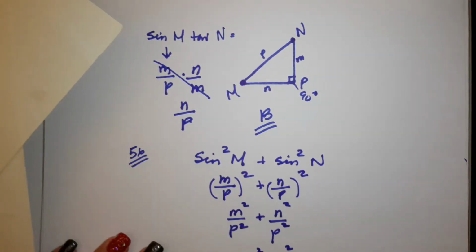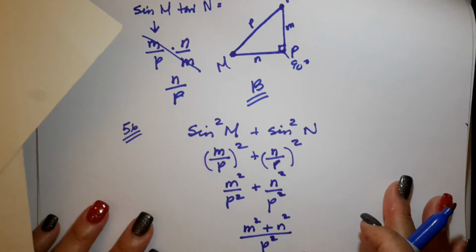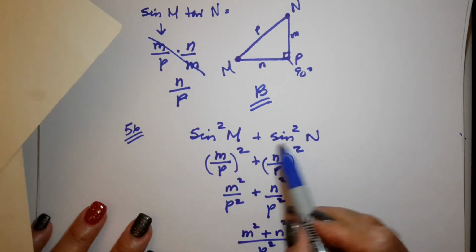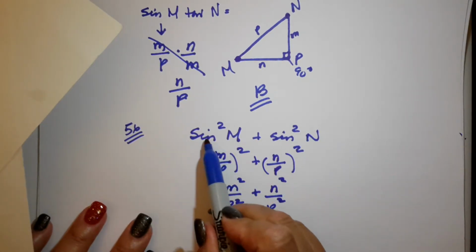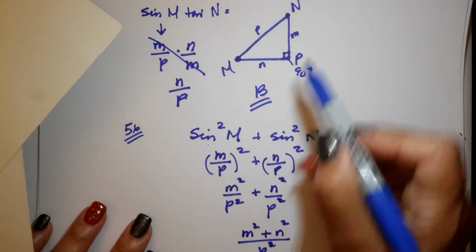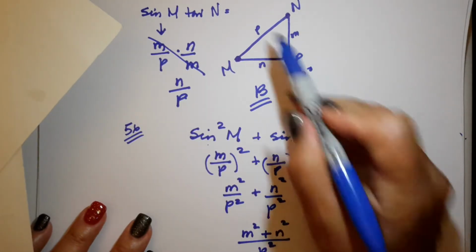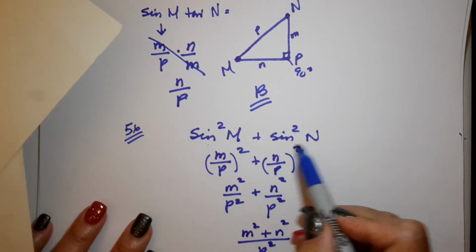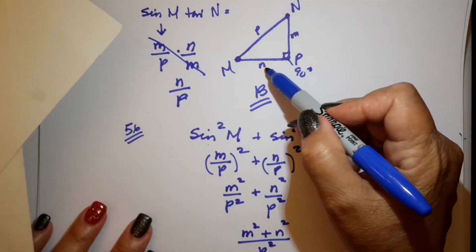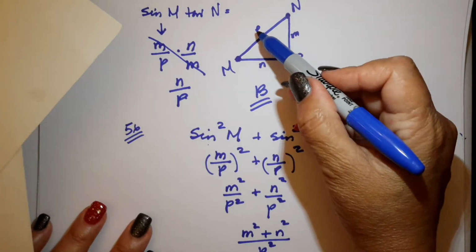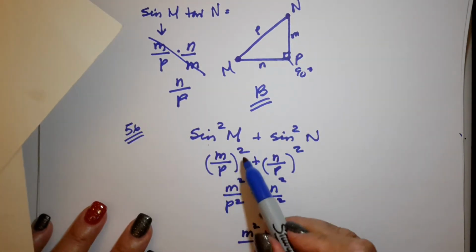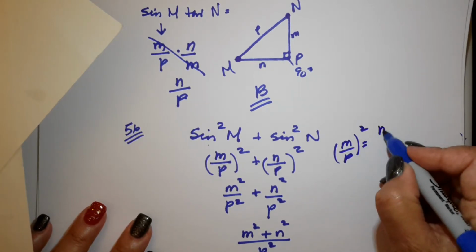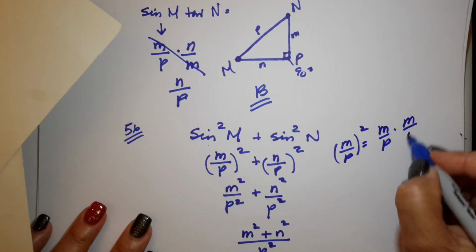Let's see what happens now. This is going to get really, really interesting because they're asking you now for the sine squared of M plus the sine squared of N. But you have to remember again, what was the sine of M? It was little m, opposite, over hypotenuse, m over p. Then you square it. Then what is the sine of N? N is going to be the opposite, which is little n, over the hypotenuse, which is P. Because you're squaring this, it's like m over p to the second power is the same thing as m over p times m over p.